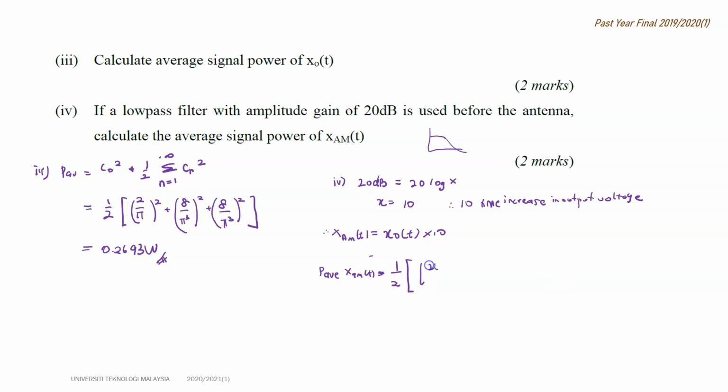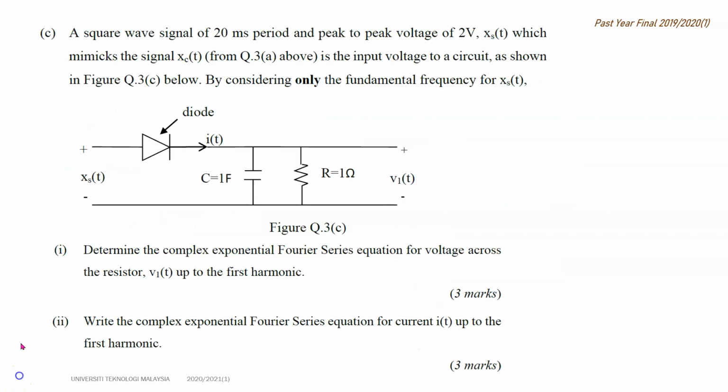This is 20 over pi square. So we put in the formula here. This is 8 multiplied by 10, so 80. And this is the value that I obtained, which is 26.93 watts. Let me know if this answer is wrong. So finally, we have answered all questions for question B. We move to question C.